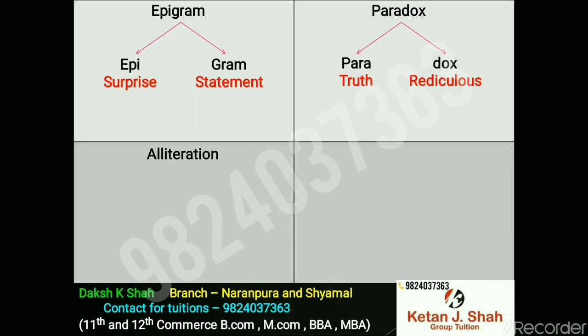Alliteration. This is the next pair. Alliteration. All letter. Alliteration means all letter. So when the letters are repeated, it is called alliteration. Like she sells, she sells at the seashore. So S is repeated many times in this sentence.